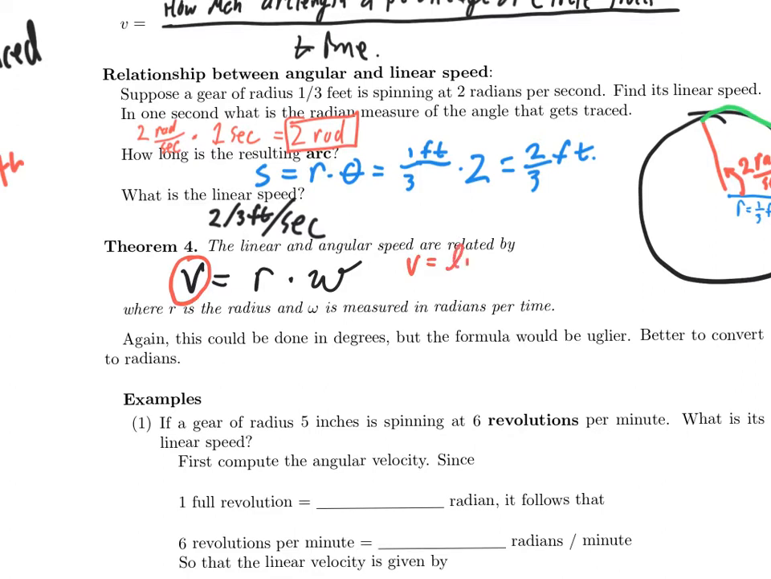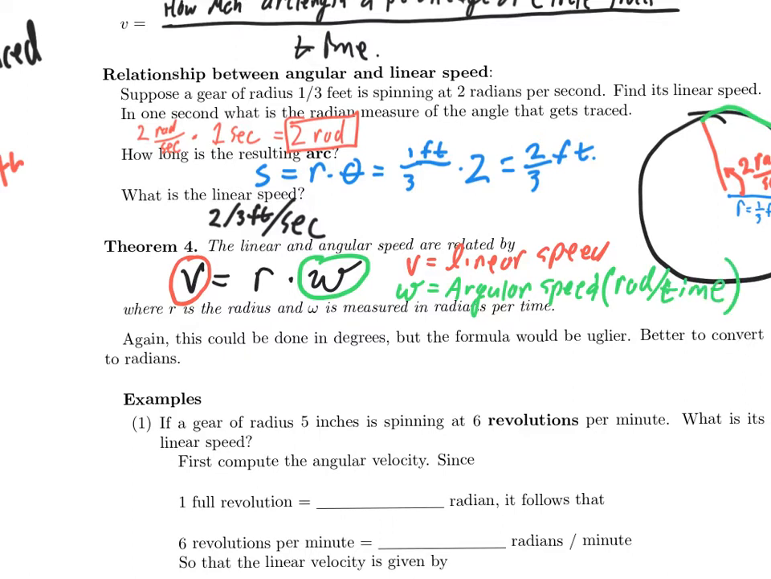Let's just label everything. V is linear speed. Omega is angular speed. For emphasis, because it's very important that you do it this way, it needs to be measured in radians per time. It doesn't matter what the time unit is, but it does matter that you measure in radians. If you're measuring in degrees per second, you'll need to convert to radians per second. And of course, the R is the radius.